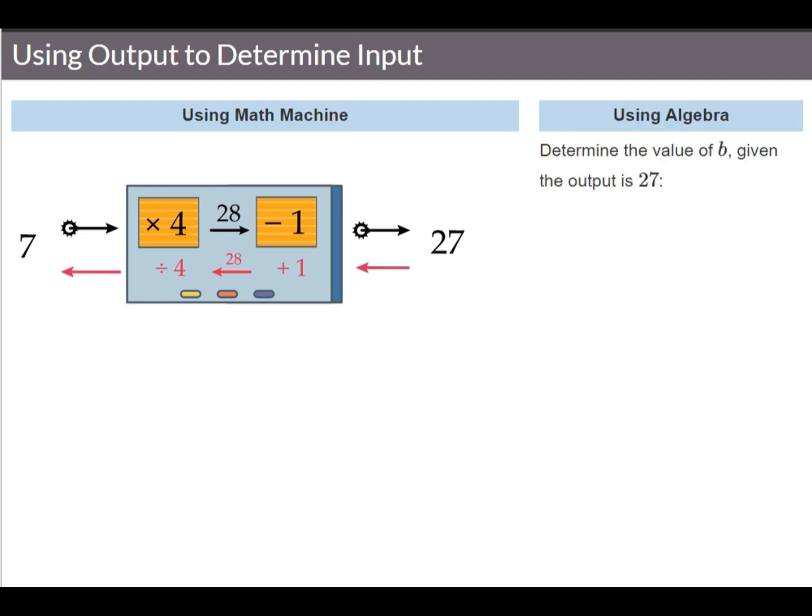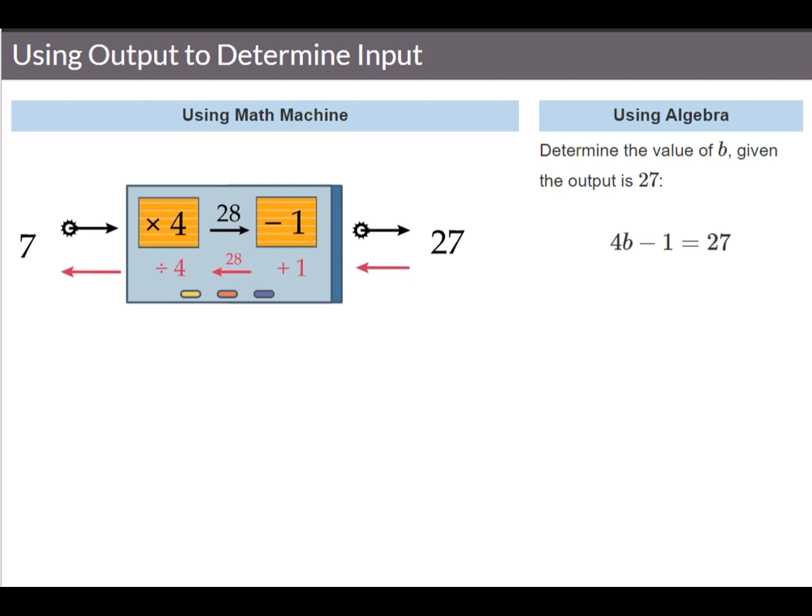We can also determine the value of b using algebra, and we can use the math machine to help us. We are given the output of the machine, which is 27. This is the same as being told that the expression 4b subtract 1 is equal to 27. To find the value of b, we can now solve this equation. We start by looking at the left side of the equation. There are two parts to this expression, 4b, which represents 4 times b, and then the subtraction of 1.